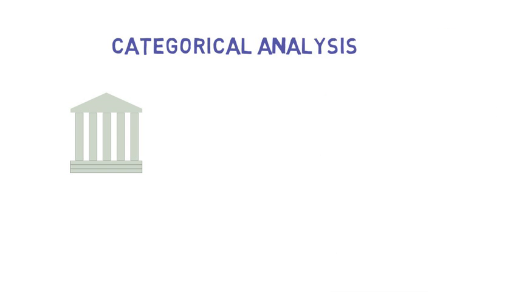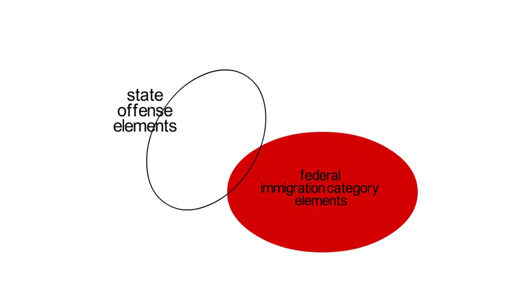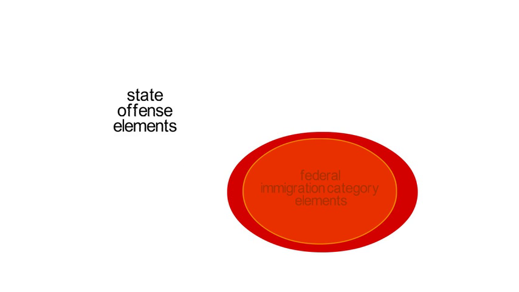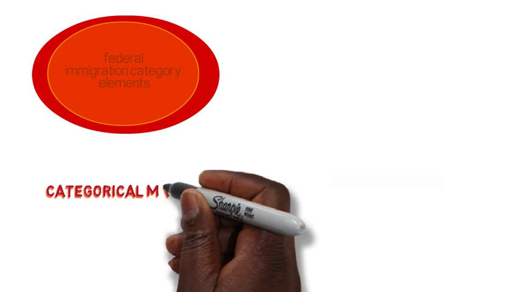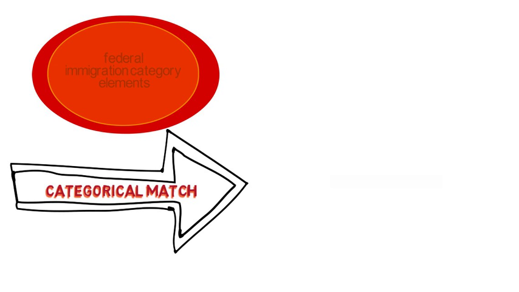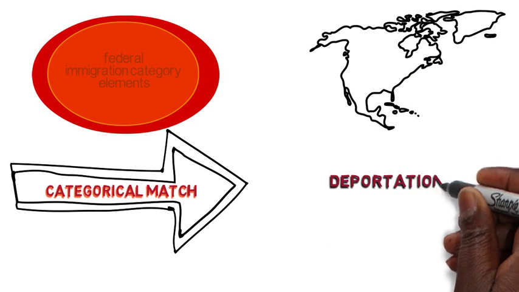This means that the judge compares the elements of the state statute of conviction with the elements of the federal immigration category to see if the state elements are a match for, or if they are included within, the elements of the federal category. In other words, does every violation of the state statute necessarily involve a violation of the federal offense or fall within the federal category? If so, the state statute is a categorical match for the federal category, and immigration consequences will be triggered by the state conviction.